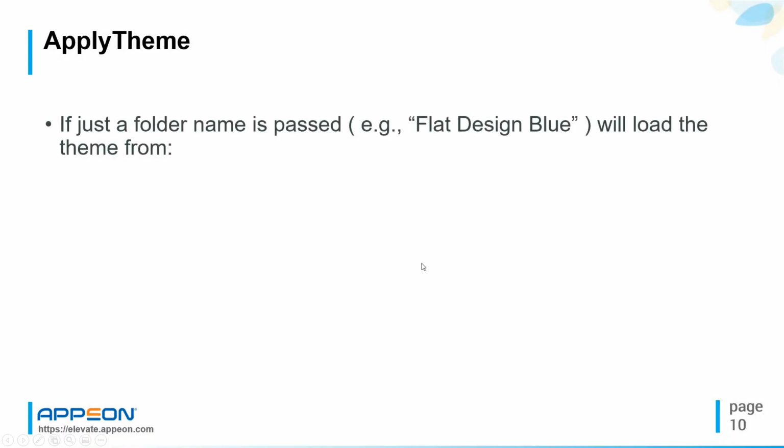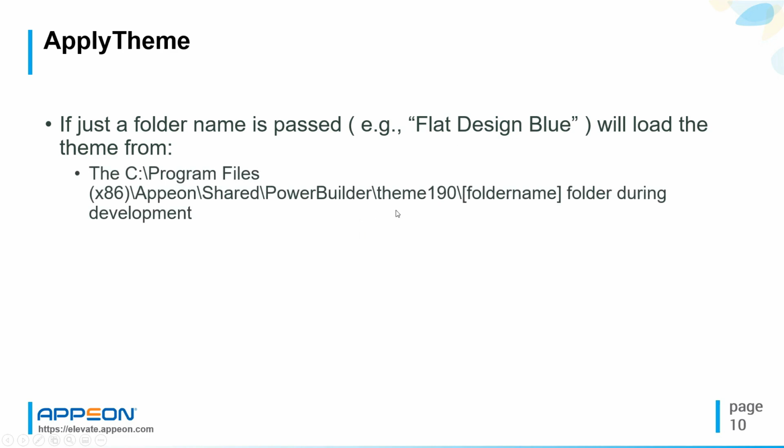But you can also use the apply theme method. At runtime you can say apply theme, and just give it the folder name, like you did in the application property. You can say Flat Design Blue. And PowerBuilder will look, actually in runtime, for a PB190 theme folder in its own application directory, and looks for a folder named theme 190, and then looks for the folder name underneath that folder.